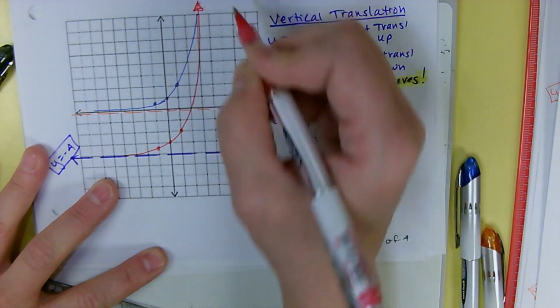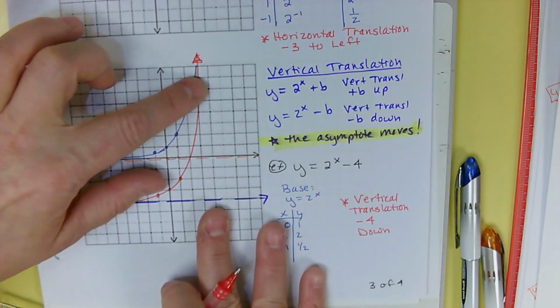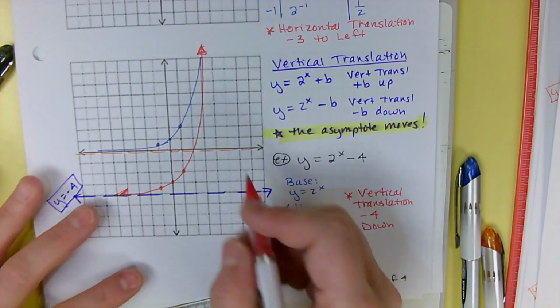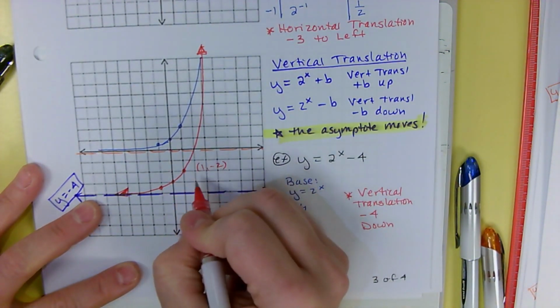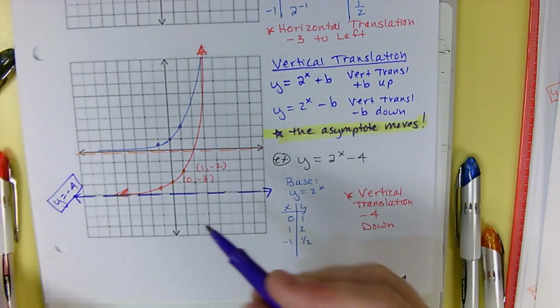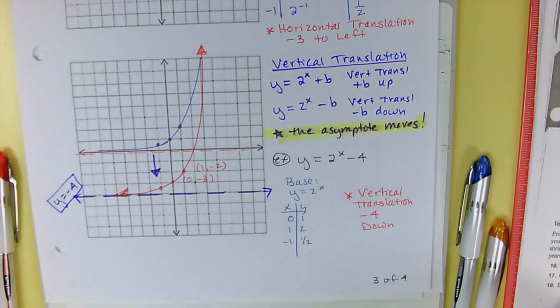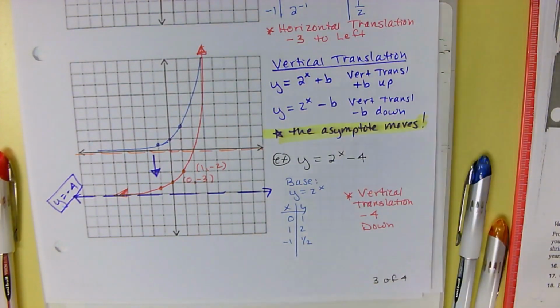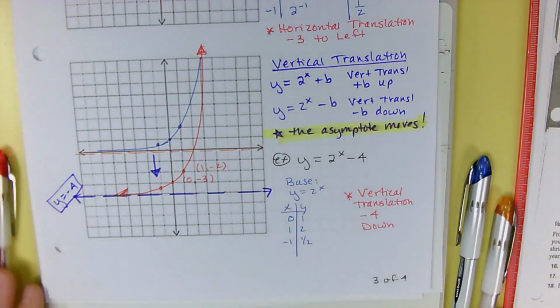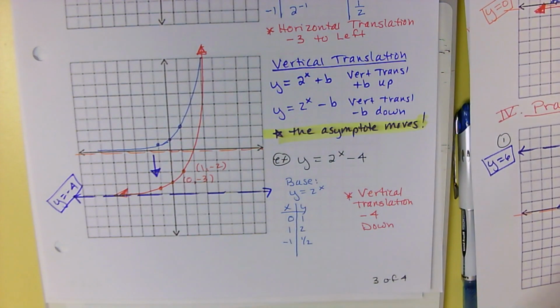And the further you go to the right, the closer the new graph is to the base graph. So they get really close there at the top. And so this is the point (1, -2), and this is (0, -3). So we just counted downward. All right, flip the page.